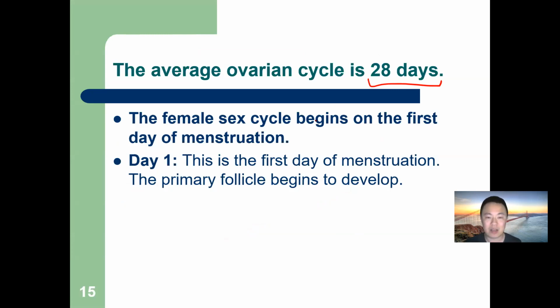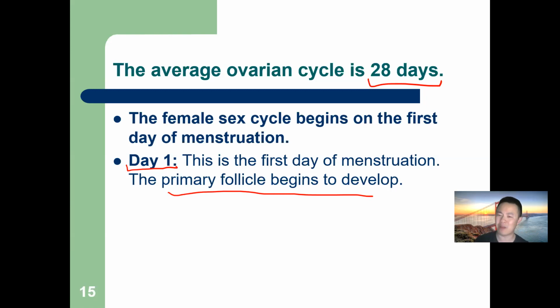The female sex cycle, again, we're going to say that we're going to count starting with day 1, okay? Because everyone is different. It's not like it starts on the 1st of every month. Everyone is at a different time. So in this lecture, I'm just going to say day 1 of an average person's menstruation cycle. We'll call it day 1. So on day 1, this is the first day of menstruation, and the primary follicle begins to mature.